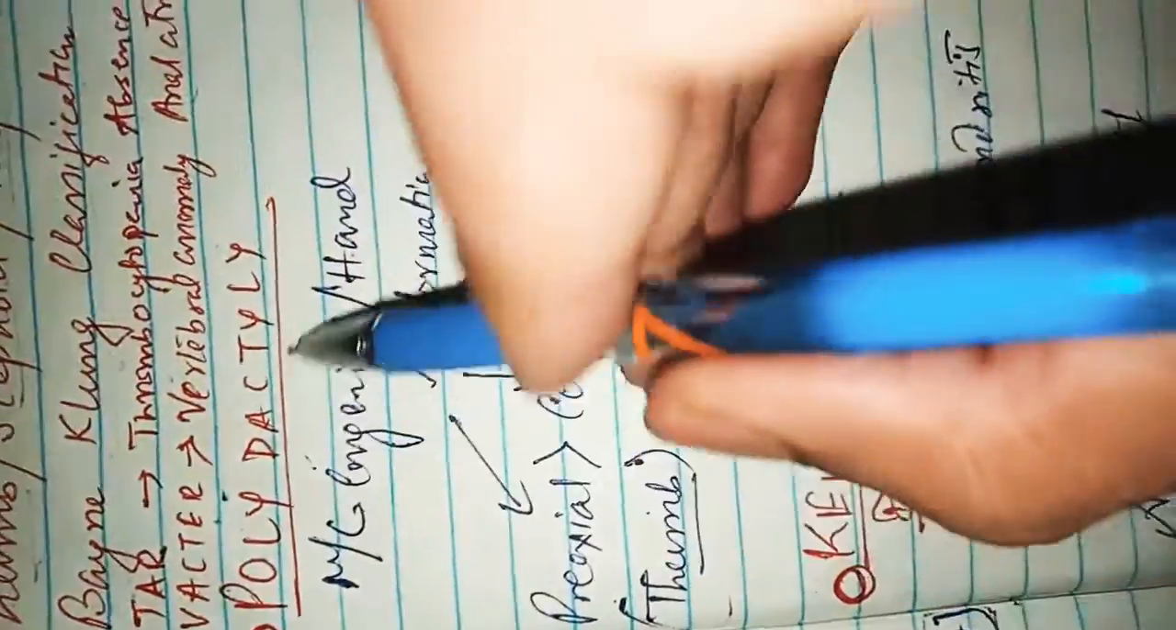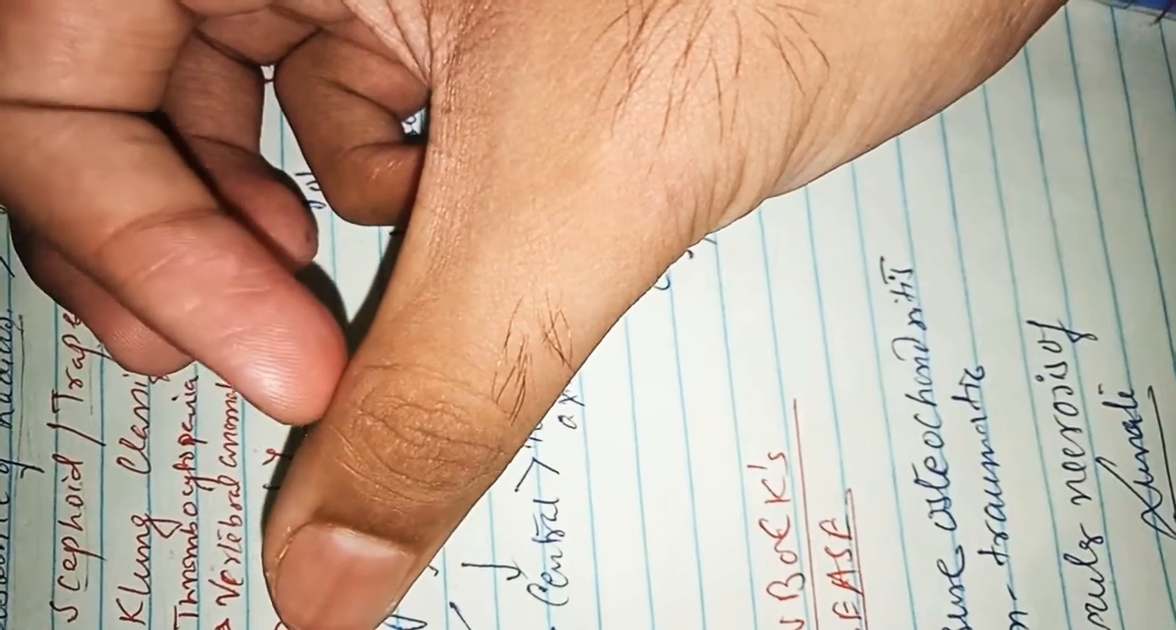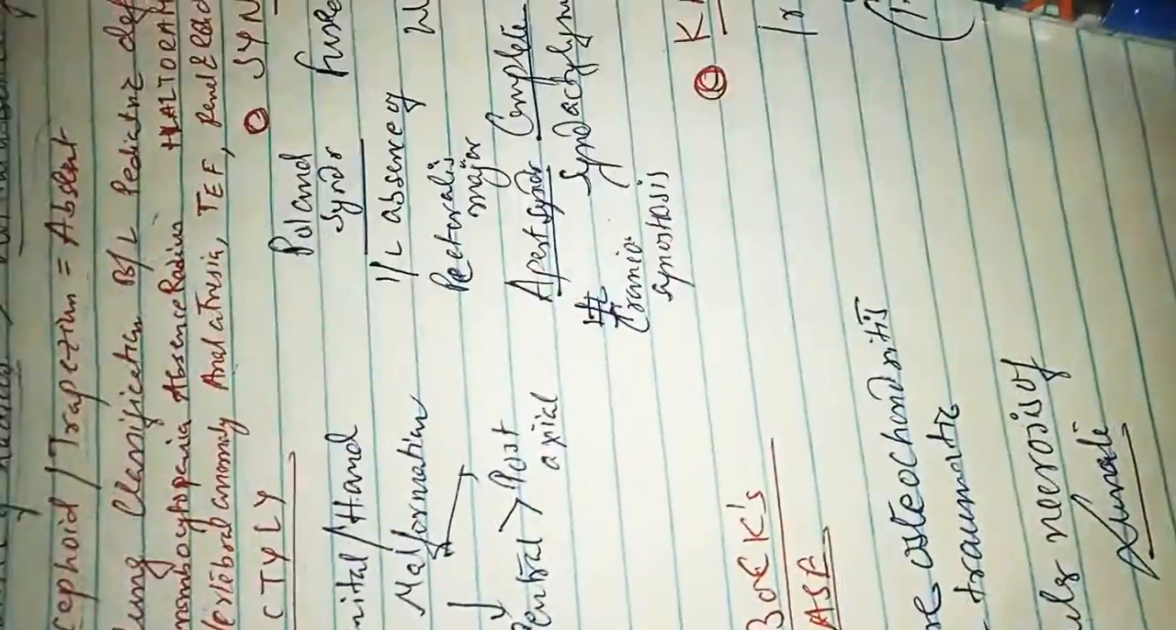Now coming to the polydactyly. Polydactyly is the most common congenital deformity of the hand. It can be preaxial or central or postaxial. So preaxial, central, or postaxial. So anywhere. It is mainly seen in the thumb.